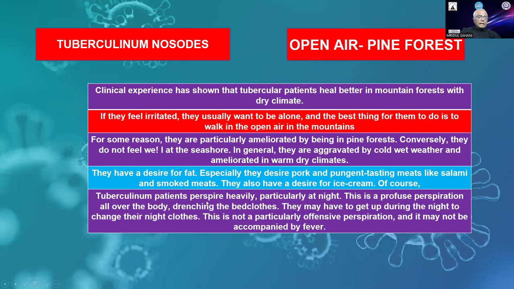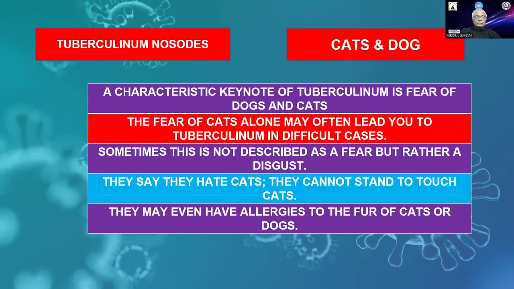Tuberculinum patients perspire heavily, especially at night. This is a profuse perspiration all over the body, drenching the bedclothes. They may have to get up during the night to change their night clothes. This is not a particularly offensive perspiration, and it may not be accompanied by fever.